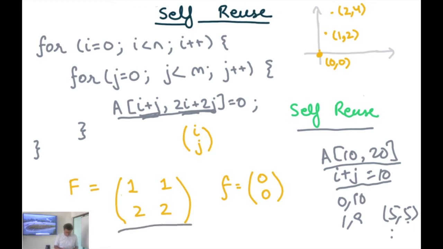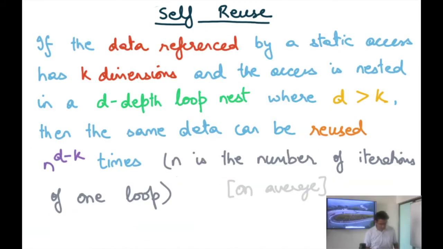Okay, and so notice that this has something to do with the characteristic of the capital F matrix. So how do I know whether there is self-reuse or not? Well, if the data referenced by a static access has k dimensions. So in other words, what's the dimensionality of the data that is being accessed? Now that doesn't really mean what's the dimensionality of the array being accessed.